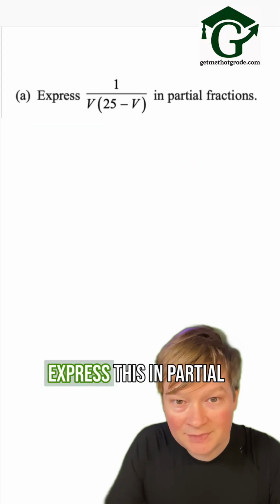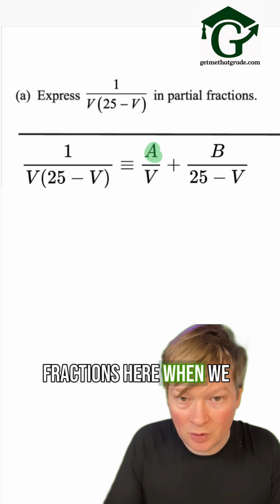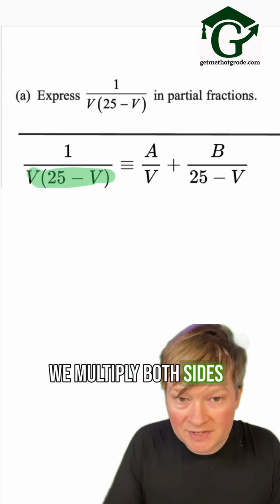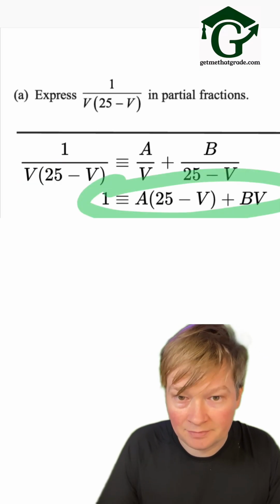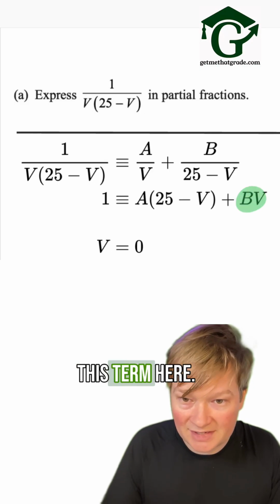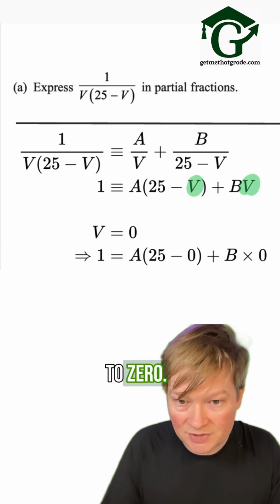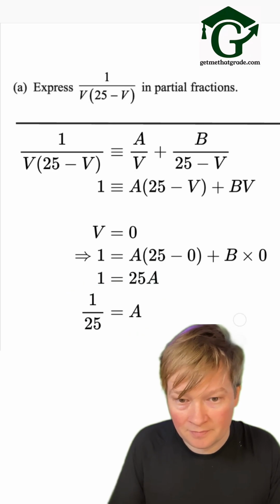Part A. Express this in partial fractions. We have our partial fractions here, where we have A and B. We multiply both sides by the denominator here to cancel out all of the fractions. We'll end up with this. Next, we can set V equal to 0. That will cancel out this term here. Substituting in V equals 0, we end up with this, which leads to this, and therefore A is 1/25.